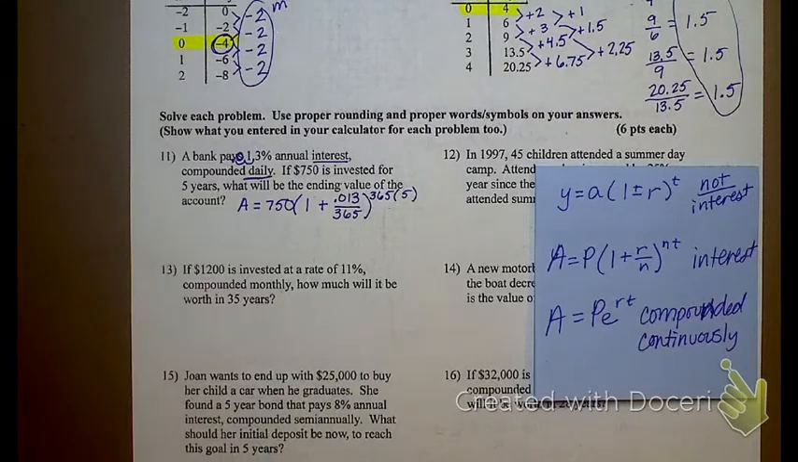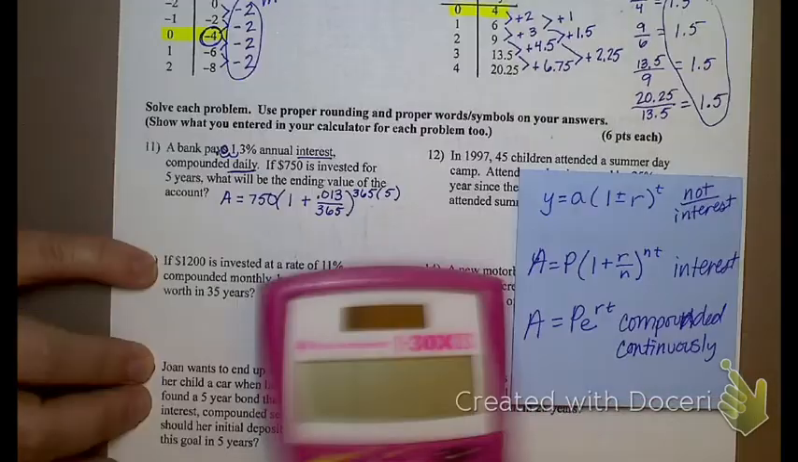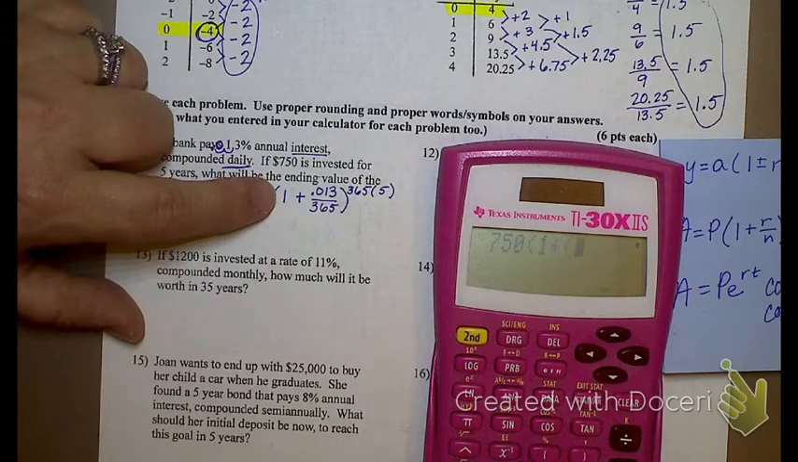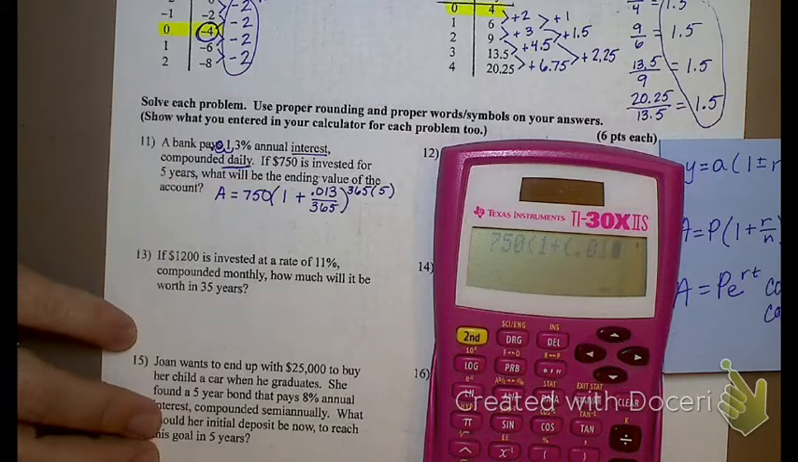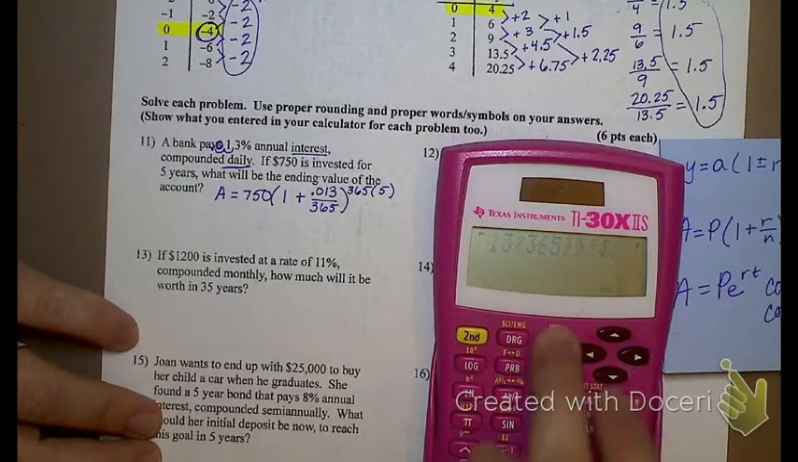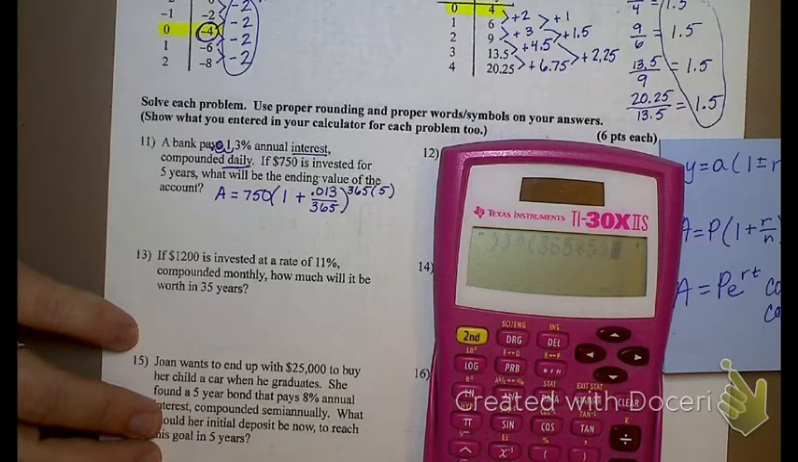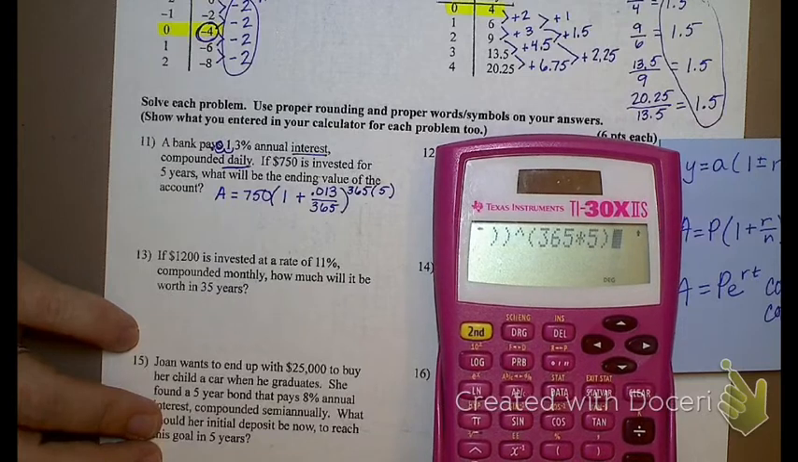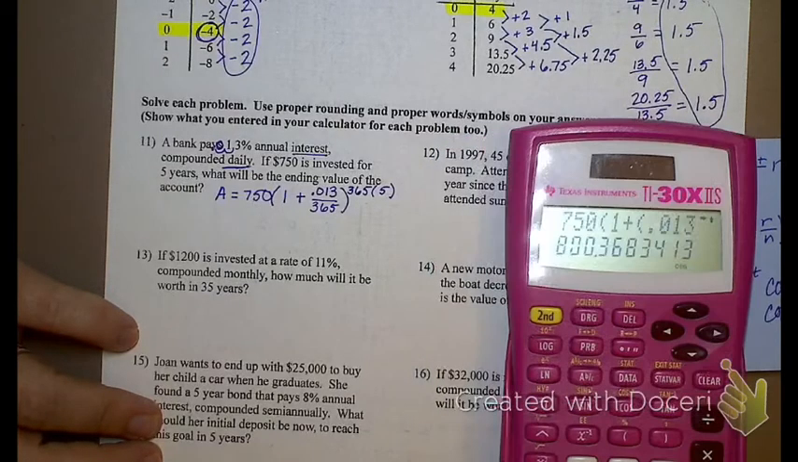Second 3 points is easy from that point because it's just plugging it into your calculator appropriately. And when you plug that into your calculator, let's see what we get. 750 times 1 plus parentheses, 0.013 divided by 365, close parentheses, to the, whoops, wrong button, to the parentheses 365 times 5. Now, I've talked enough about how you're supposed to put that into your calculator that that shouldn't be an issue anymore. If it is still an issue, get it figured out by tomorrow. Come talk to me, talk to somebody. Okay? You've got to know how to use your calculator tomorrow.